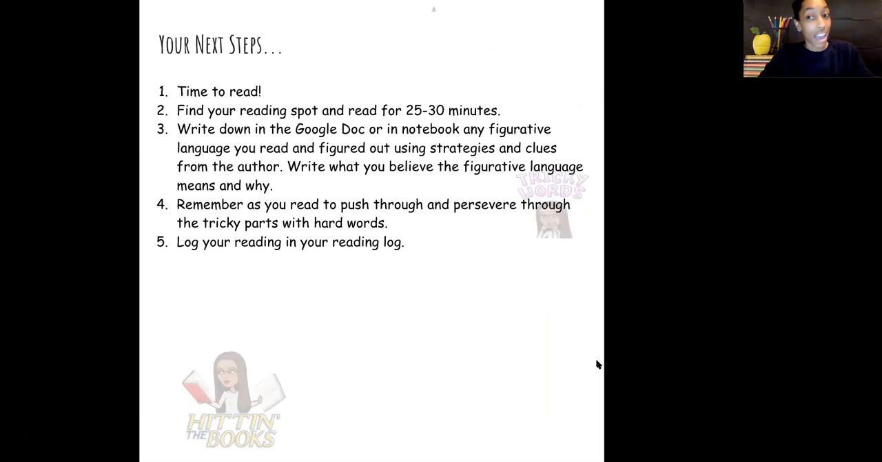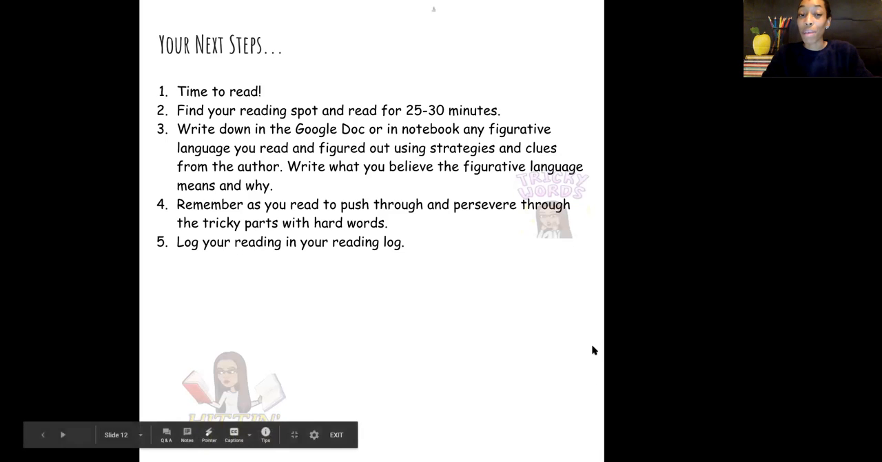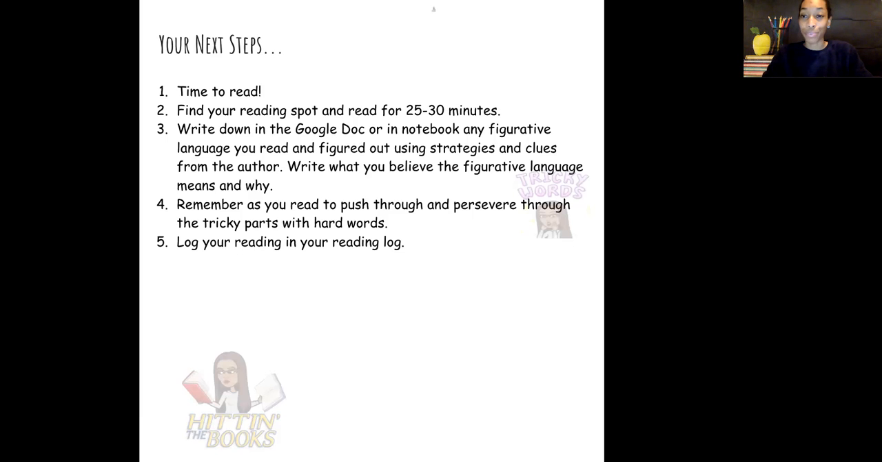So now it's time to read, readers. As you read today in your quiet reading spot, you're going to think and look for that figurative language and what it could mean. You're going to write it down in the Google Doc that's attached or in your notebook. All right. And remember, persevere through your reading. Readers hurdle those hard words and they push through.